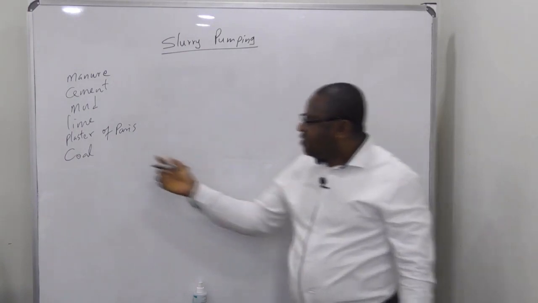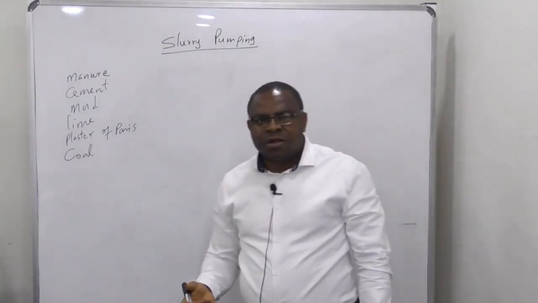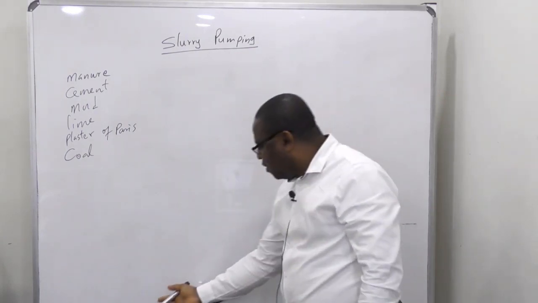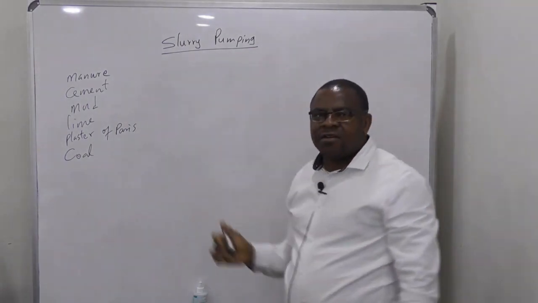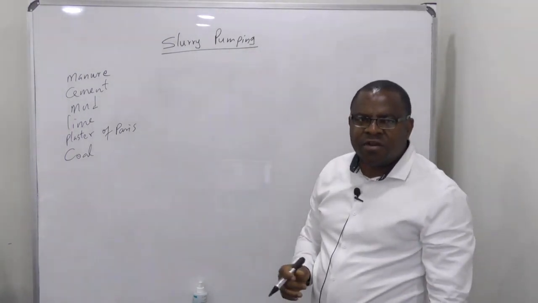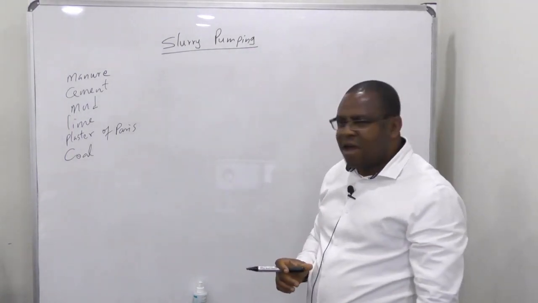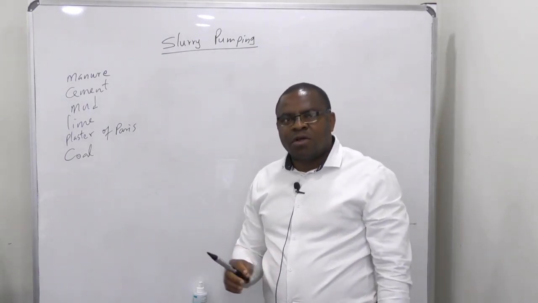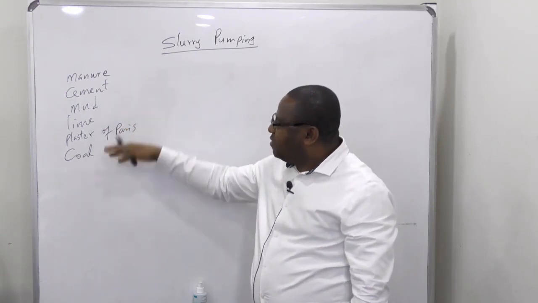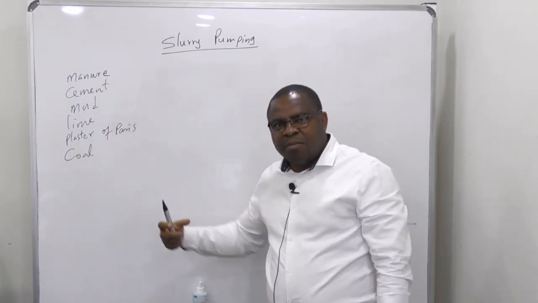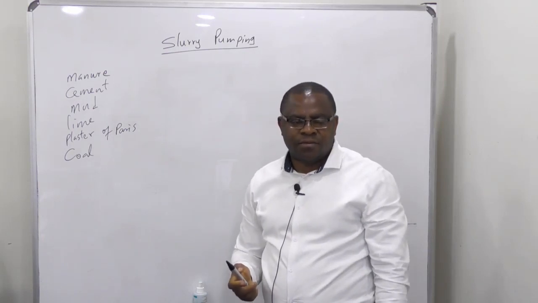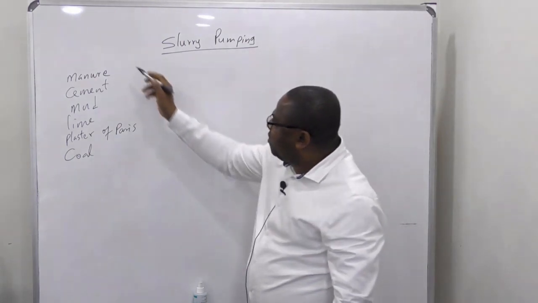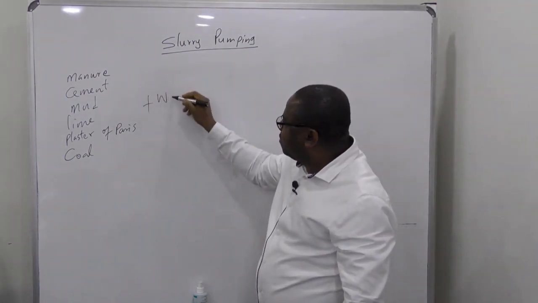Why do we have to mix this? Let's assume that you want to lift 10 tons of coal from this point to a certain height of, let's say, 100 kilometers, for instance, or 100 meters. Now, it will be very tough to lift such amount of coal. So sometimes you can mix that coal with water and then pump it through a pipe. All right. So when we talk about slurry, we are saying a mixture of any of these with water.